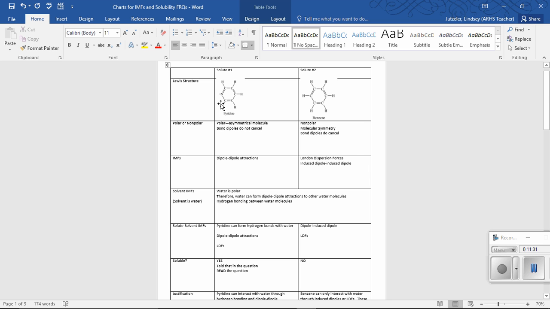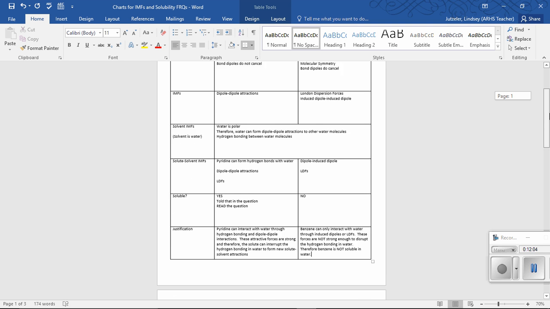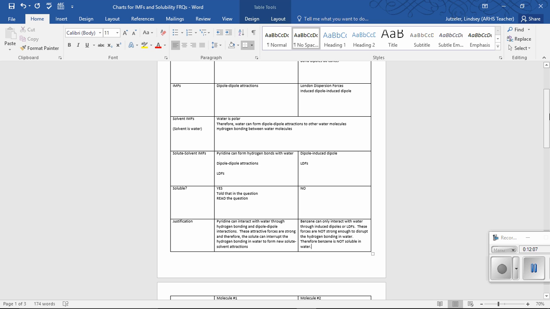Your Lewis structures, so that you know, okay, what the heck am I talking about? And you're relating properties and IMFs back to the Lewis structure, sort of that structure-function relationship. Is it polar, non-polar? That kind of narrows you down in terms of what IMFs the solute can have with other solute molecules that are the same. The solvent IMFs, what does water have? And then how do the solute and the solvent interact, those IMFs? And then is it soluble or not? That's yes or no. And then your justification for why it is soluble and for why it's not soluble.